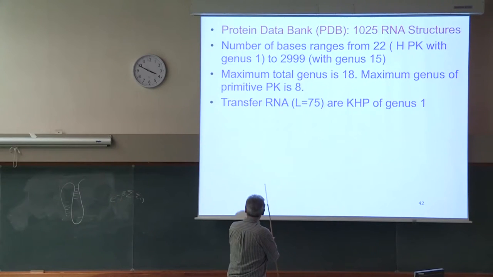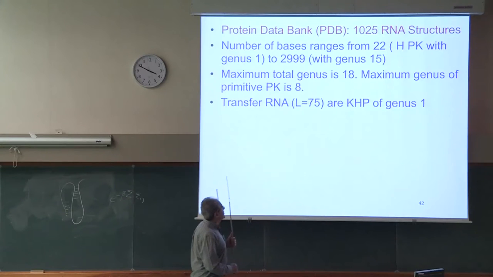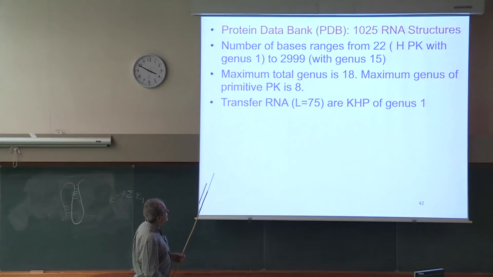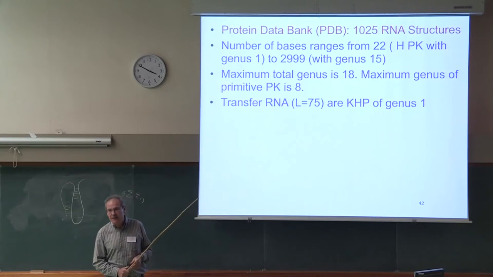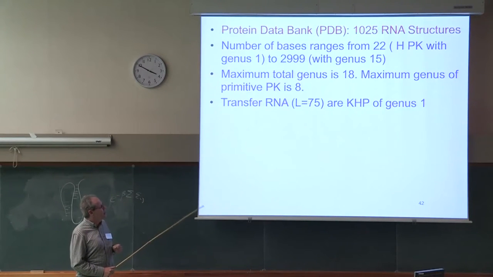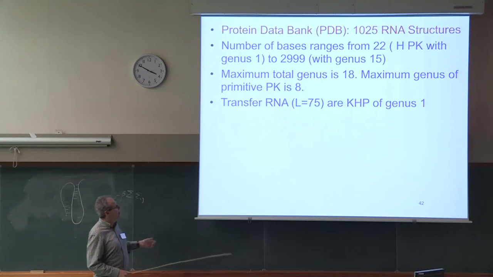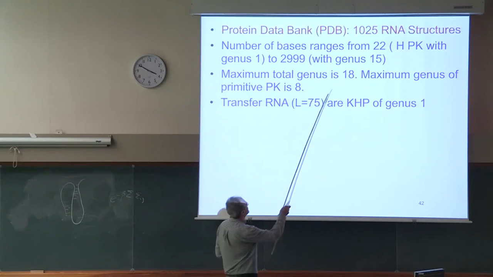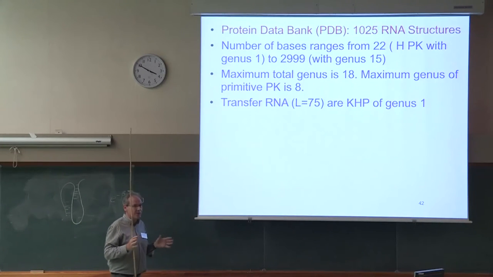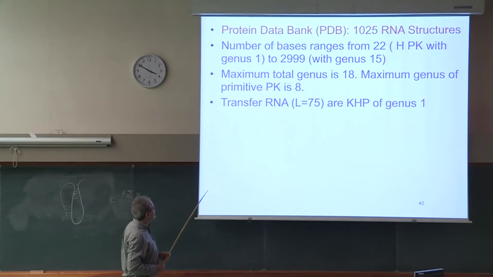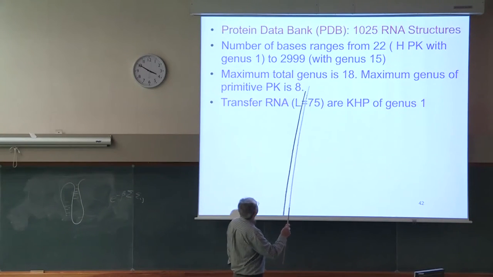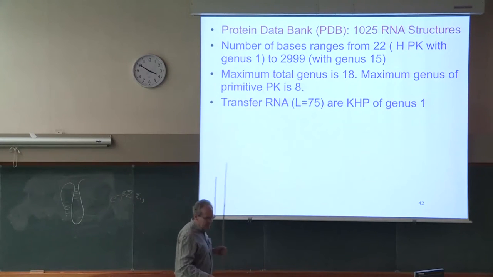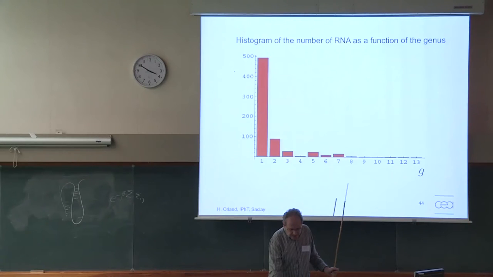We have done an analysis of all the structures in the PDB. The PDB is the protein database, which contains all the known structures of protein, RNA, DNA, etc. It contains quite a large number of kinds of objects. In particular, it contains a little over 1,000 autonomous RNA structures, which means alone. The maximum total genus of these structures is about 18, and the maximum genus of a primitive knot is 8. I will skip all this.